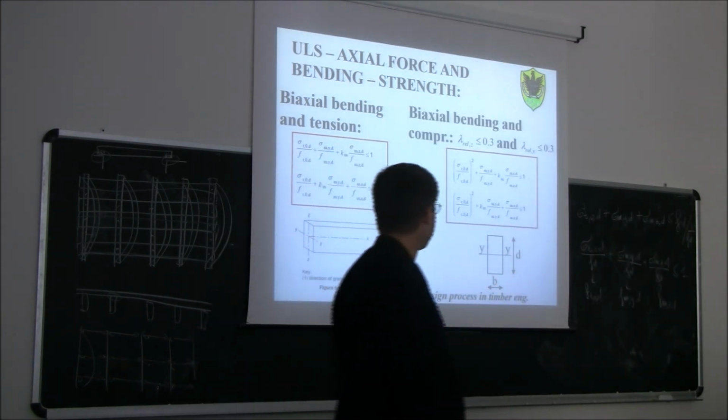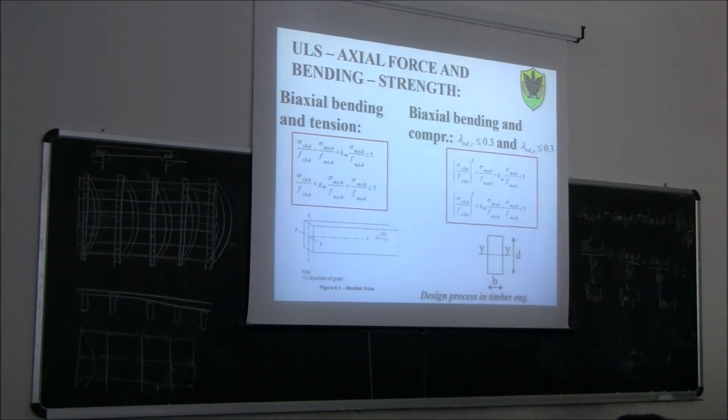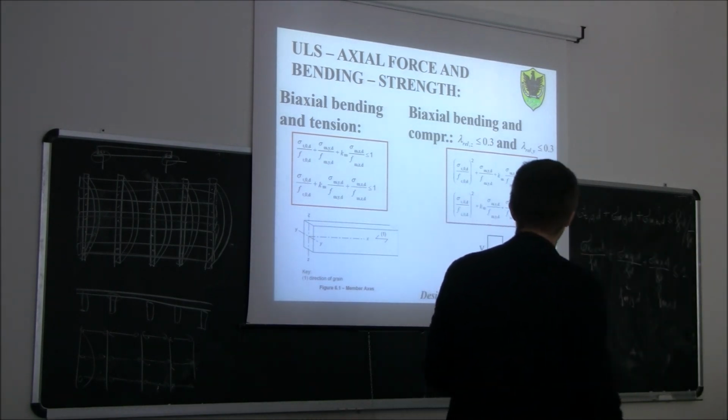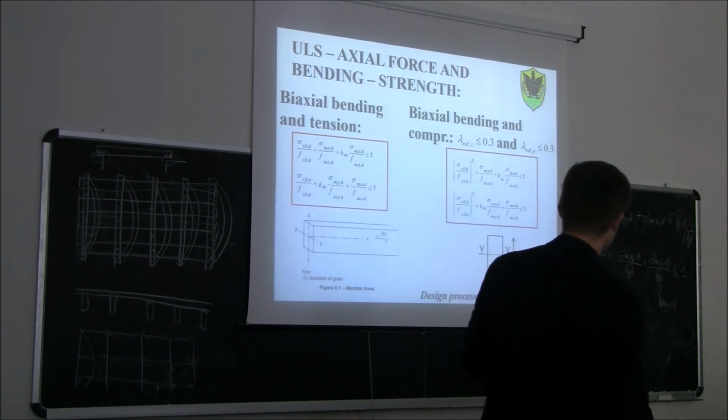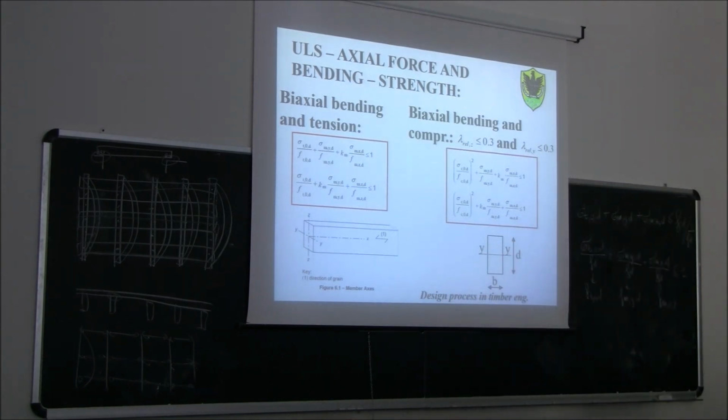If you have biaxial bending and compression, if you don't have buckling problems, then you see in this case you have to consider the ratio sigma c,0,d divided by fc,0,d squared. So basically the first ratio is to the power of 2. And now if you look at this relationship, it basically defines a strength domain. The strength domain defined by the tension relationship is a linear strength domain.